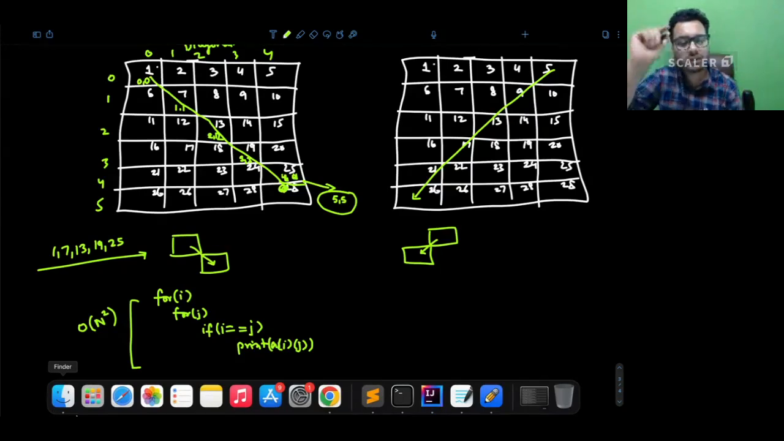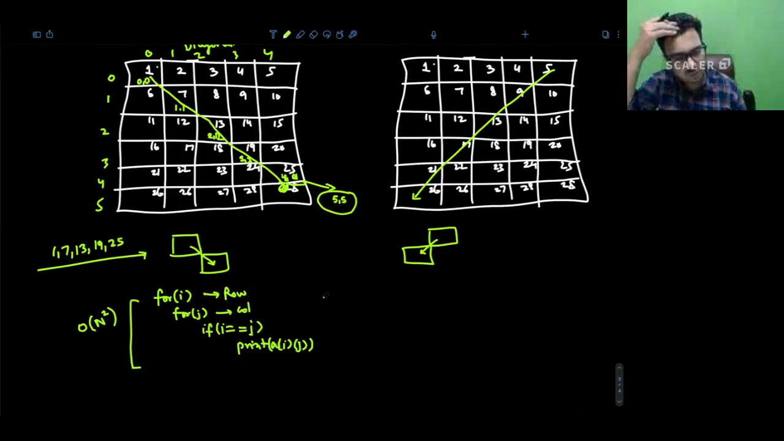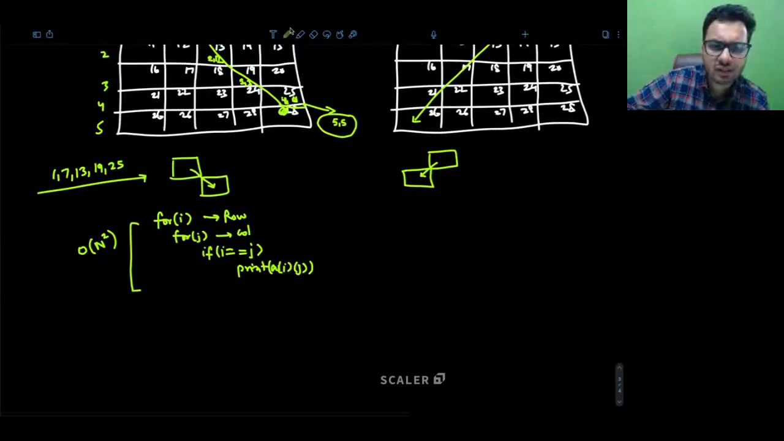So we go to every row and we go to every column. For every row, we are iterating over every column. So we check if i is equal to j, we will print a[i][j], right? But can we do it in one loop? Just one loop? The answer is yes, right? So let's discuss the other approach.